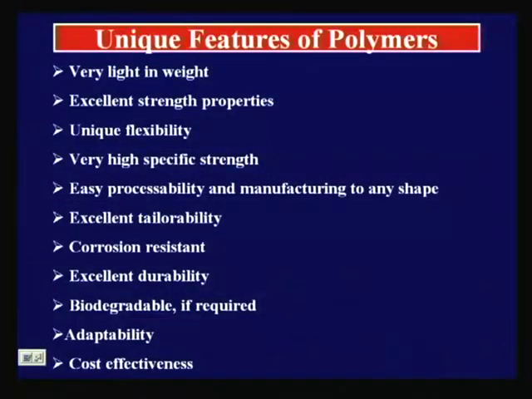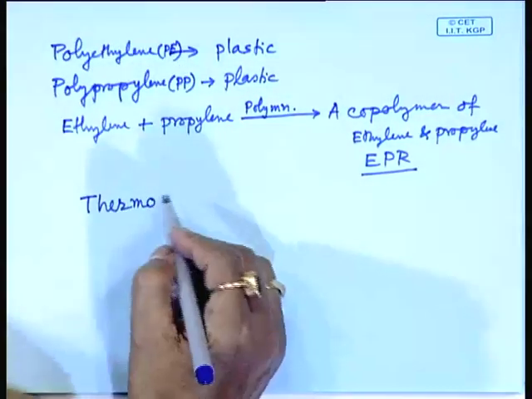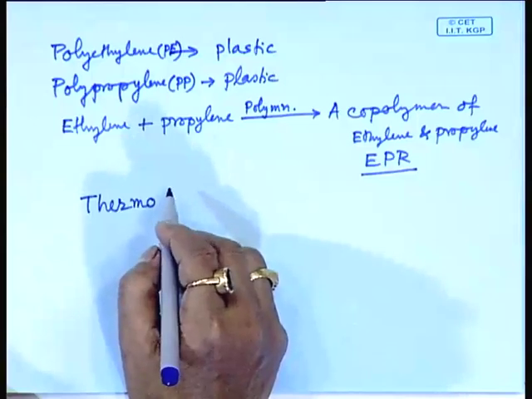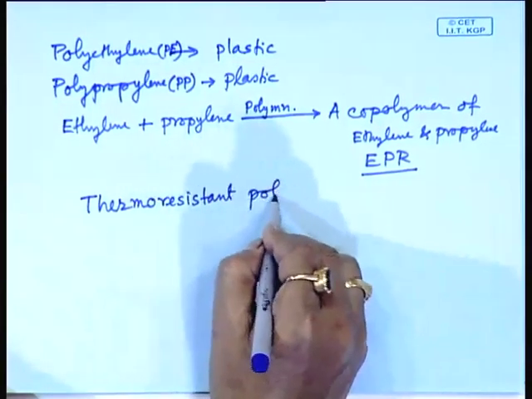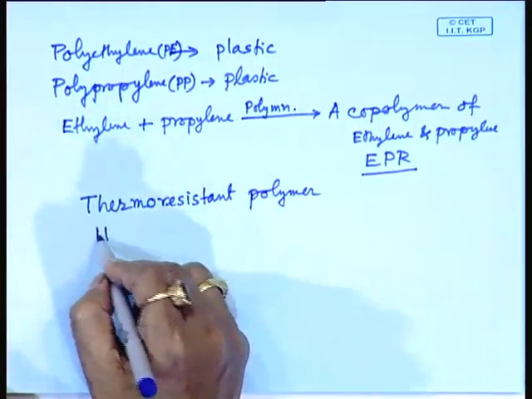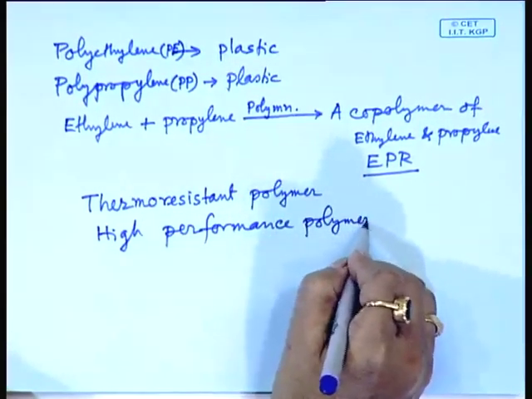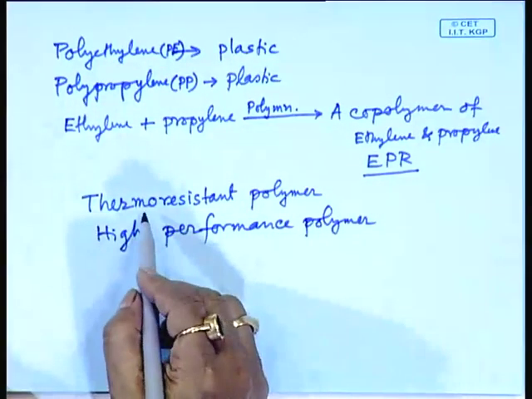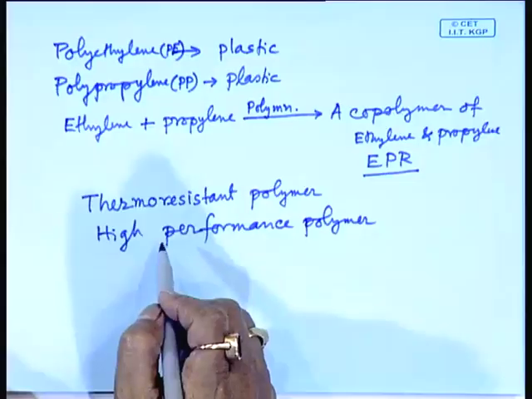Then durability, it is stable. We can have the stability properties at very high temperature, say those are known as thermo-resistant polymer. Sometimes we call it high performance polymer. This thermoresistant polymer or thermally resistant polymer can be considered as high performance polymer.